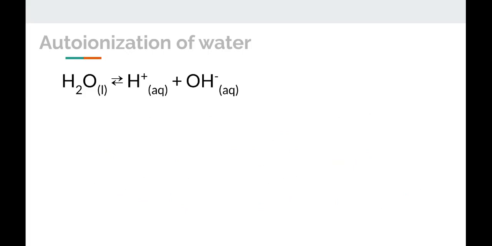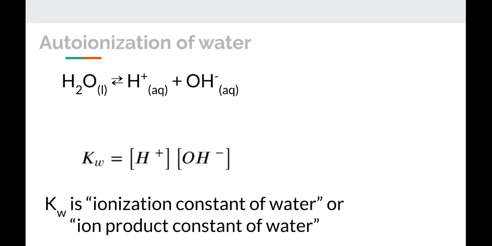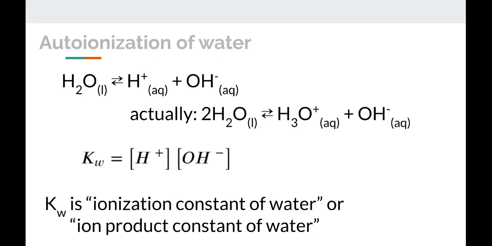Water itself auto-ionizes. It functions as an acid and a base. So water reaches a dynamic equilibrium with these two ions, H plus and OH minus, or hydronium ion and OH minus ion. Kw is the special name we give to the equilibrium constant, the Kc, for this particular equilibrium. It's called the ionization constant of water, or the ion product constant of water. What's actually happening here is that two waters are reacting with each other, and one water is donating a proton to the other water. But it's perfectly fine to think about that model when we're visualizing Kw.